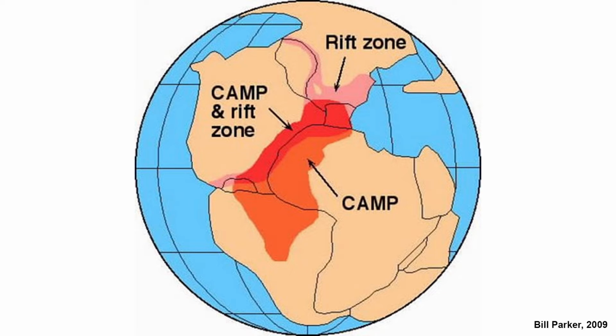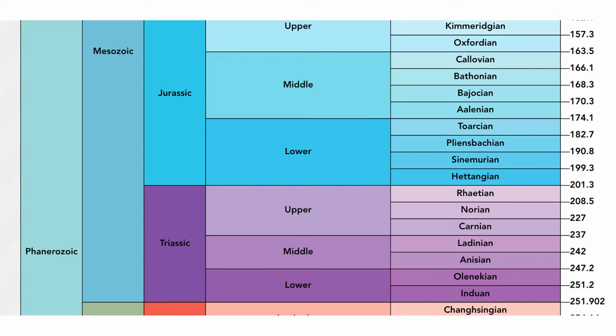So this occurred right at 200 million years ago, right at the boundary between the Triassic below and the Jurassic above in the Mesozoic era. Now, this event had a profound effect on the types of life on the planet.